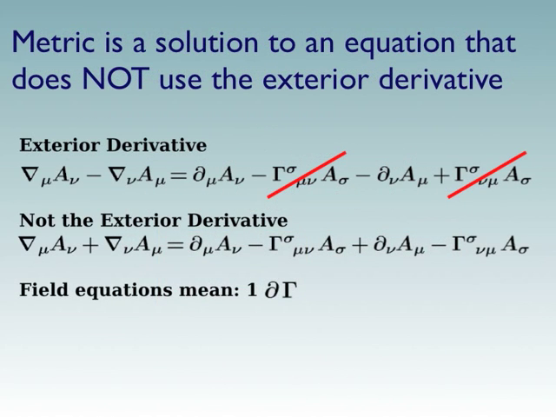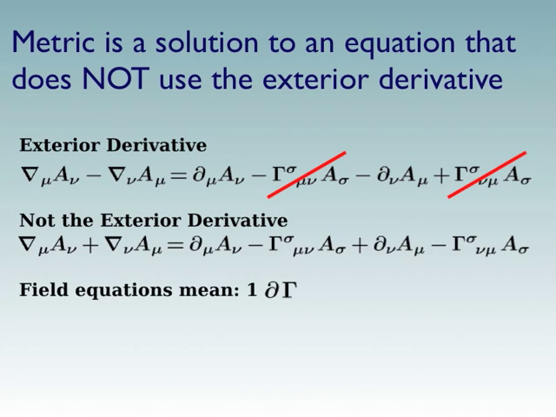Now the third issue has to do with the metric being a solution to a partial differential equation. And I hope to show you that the metric is a solution to an equation that does not use the exterior derivative. So what is an exterior derivative? Well, that's what we call this derivative that is used for the EM field strength tensor, where you've got this subtraction and you've got an antisymmetric tensor.